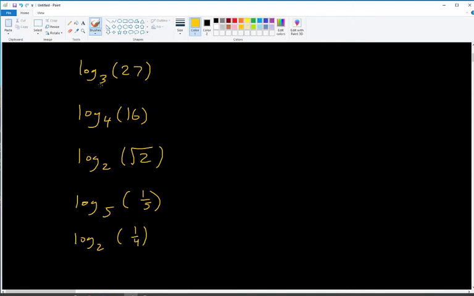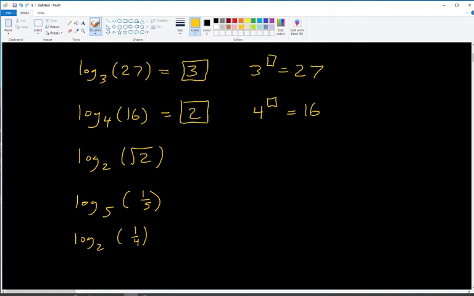So for this, I want to think 3 to what power makes 27? So the base is 3, so it's 3 raised to what power makes the 1 in parentheses. Since 3 cubed is 27, log base 3 of 27 is 3. So for this one, log base 4 of 16, 4 to what power makes 16? 4 squared is 16, so that one's 2.